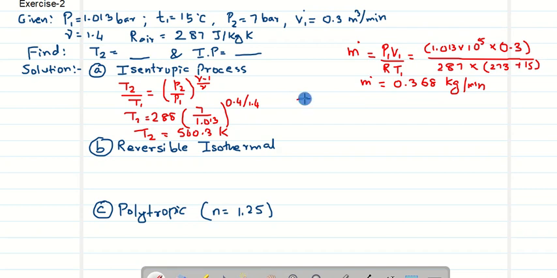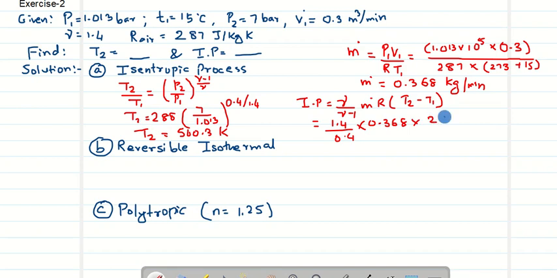Now for this process, the isentropic power is given as gamma over gamma minus 1 times m dot R times T2 minus T1. I will substitute the values. Gamma for air is 1.4 divided by 0.4. Mass flow rate is 0.368. R value is given as 287, multiply by temperature T2, 500.3 minus 15 degrees, you change into Kelvin, 288.